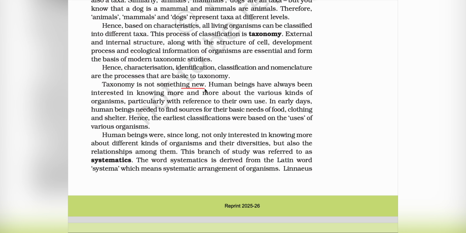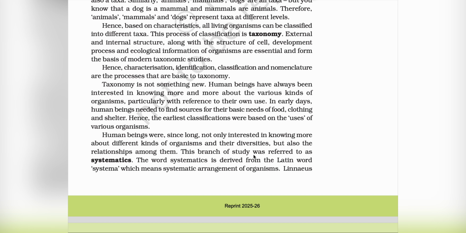Taxonomy is not something new. Human beings have always been interested in knowing more and more about the various kinds of organisms, particularly with reference to their own use. In early days, human beings needed to find sources for their basic needs of food, clothing and shelter. Hence, the earliest classifications were based on the uses of various organisms. Human beings were since long not only interested in knowing more about the different kinds of organisms and their diversities, but also the relationships among them.